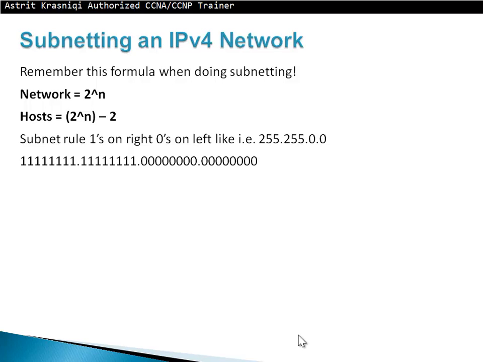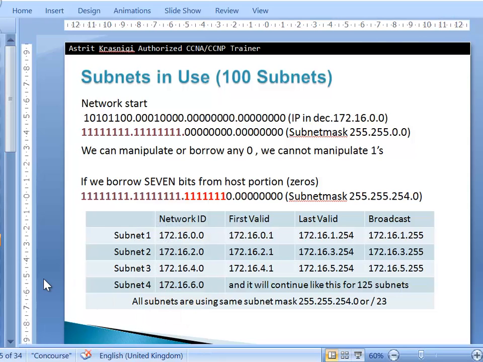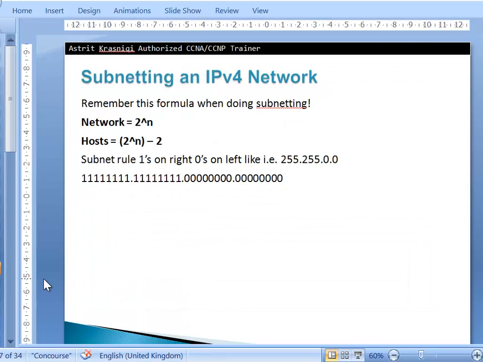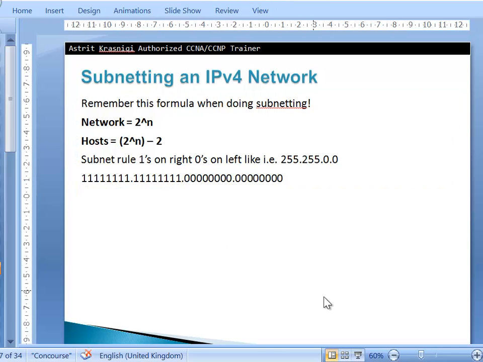Subnetting rules say ones are on the left, zeros on the right. Like 255.255.0.0 is like saying 16 ones on the left and 16 zeros on the right. You're not allowed to, with a subnet mask, have it like this. Not allowed. You can't mix and match zeros and ones. Ones are on the left, zeros are on the right. So that's why when we need to borrow anything, we have to start borrowing from here, like this.